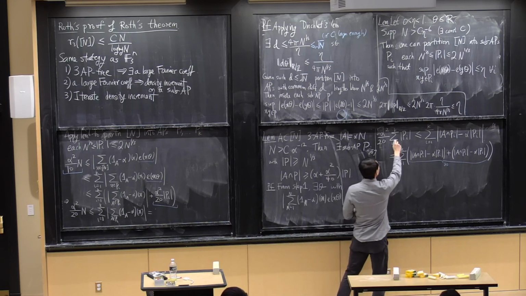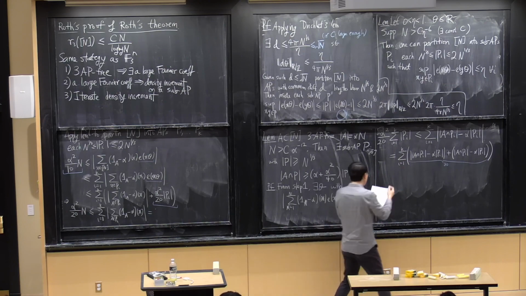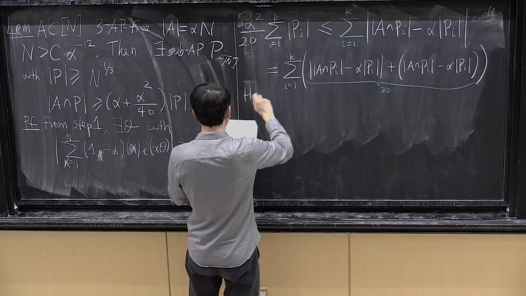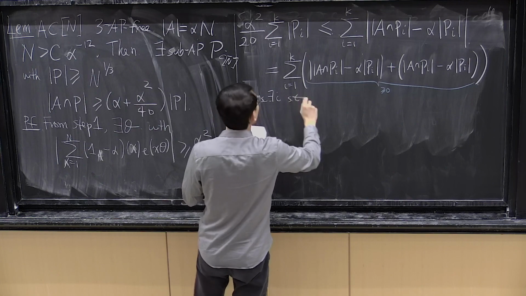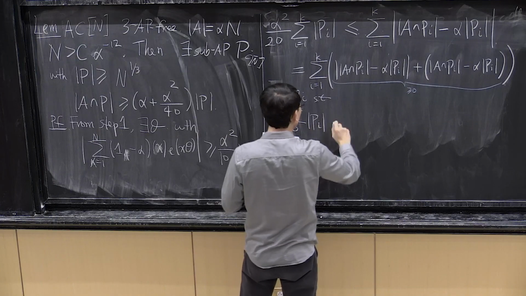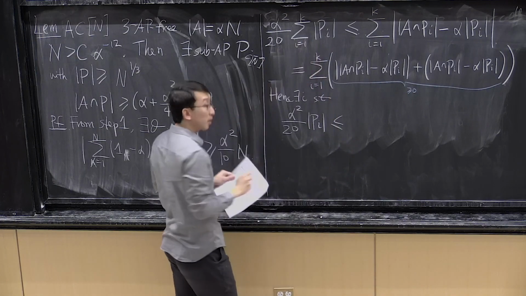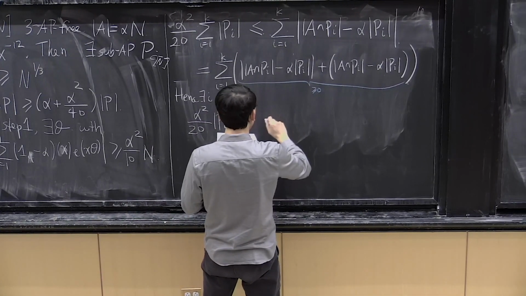Comparing the left-hand side and right-hand side, we see that there must be some i. Hence, there exists some i such that the ith term on the left-hand side is less than or equal to the ith term on the right-hand side.